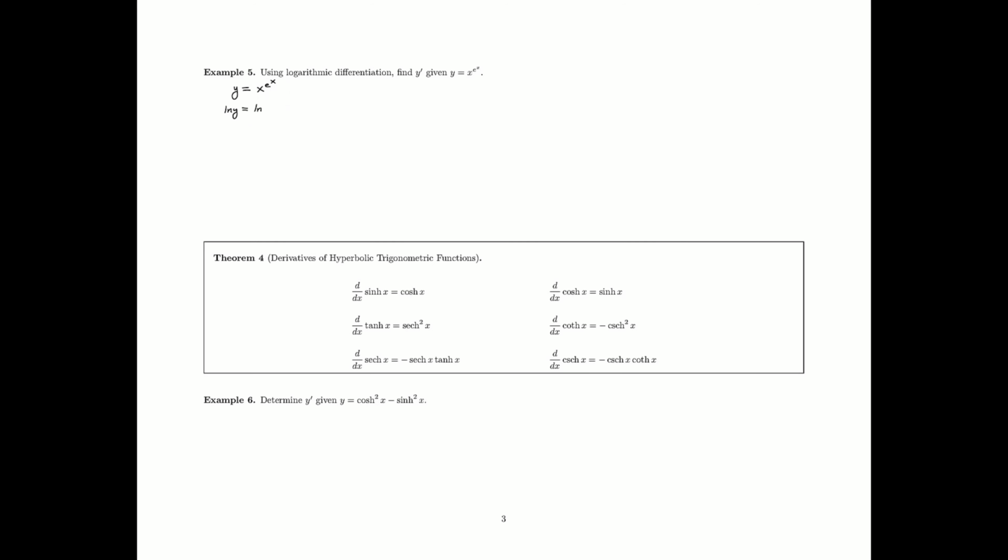So first step, take the log of each side. Second step is to simplify anything that can be simplified. In this case, I can pull the exponent on this x out, so this whole e to the x can come out front. So this would be e to the x times the natural log of x. Step 3 is to then differentiate each side.